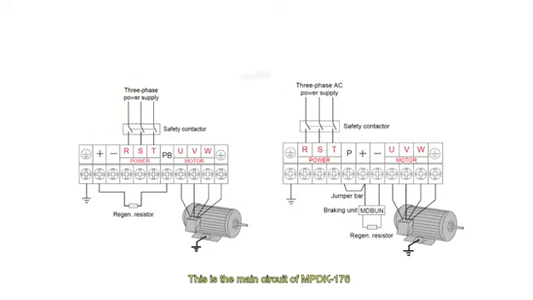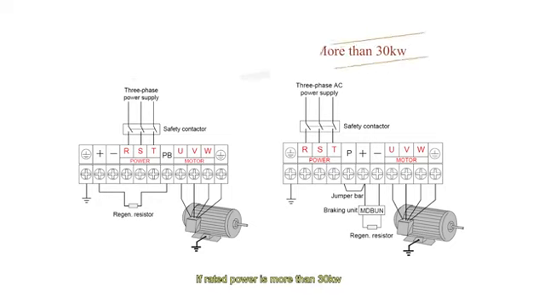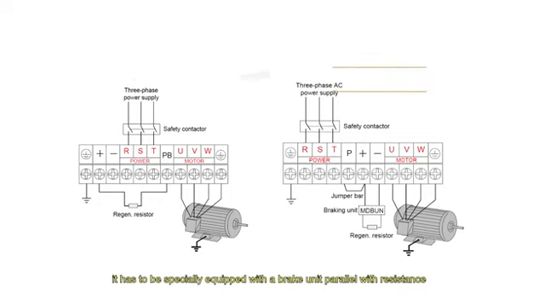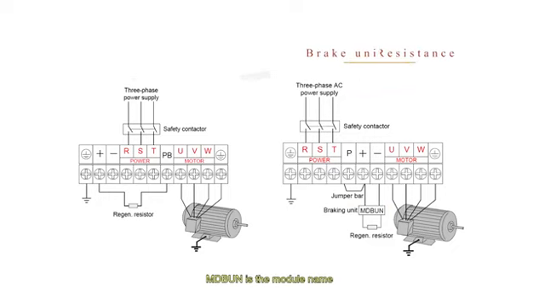This is the main circuit of MPDK 176. RST is the input power, UVW is output power to the motor. If rated power is 3.7 kilowatts to 30 kilowatts, the integrated controller will be equipped with resistance to consume the generated power during braking, or equipped with AFE to regenerate the power feedback to the power supply. If rated power is more than 30 kilowatts, it has to be specially equipped with a brake unit in parallel with resistance. MDBUAir is the module name.